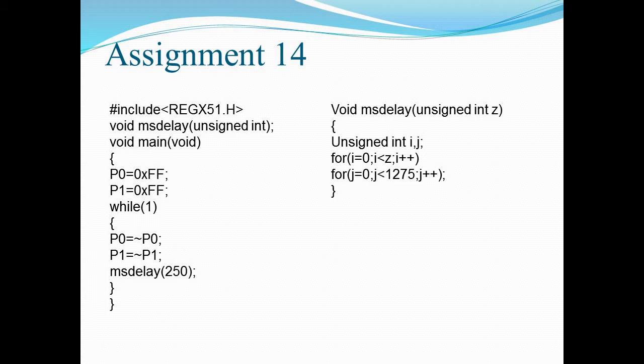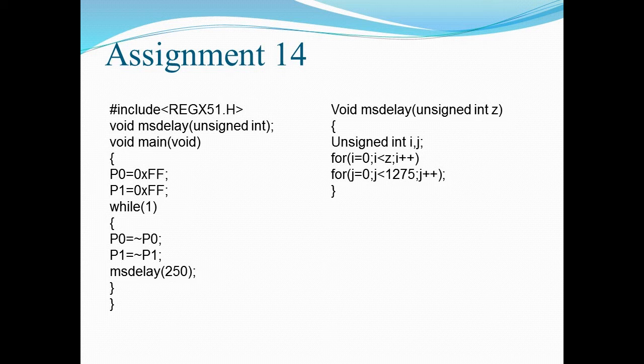After that, before the while loop, we are assigning those values in the two lines. Those are necessary. And within the while loop, we are saying P0 is equal to tilde P0 semicolon, P1 is equal to tilde P1, and after that also we put a semicolon, and after that we call the MS delay. So we have just shortened our code.